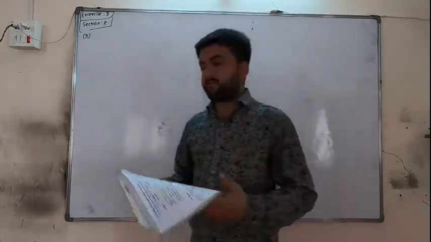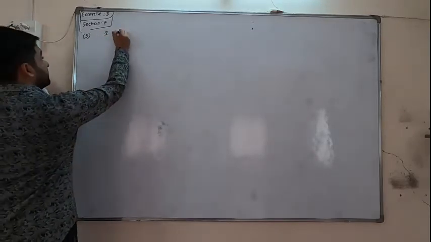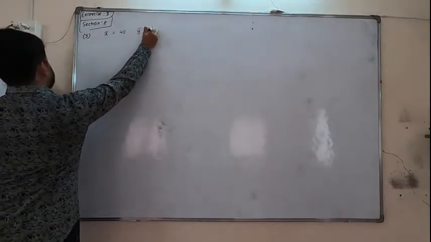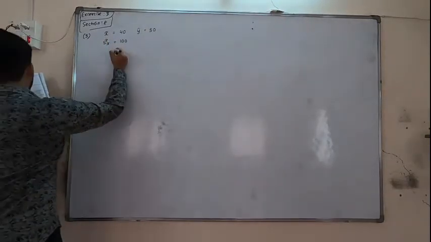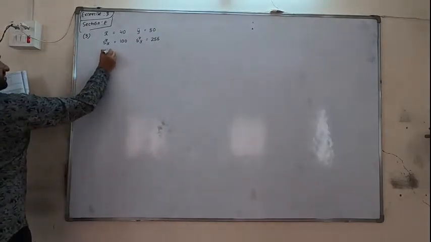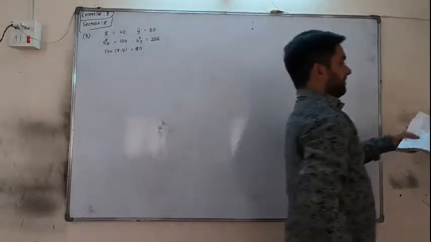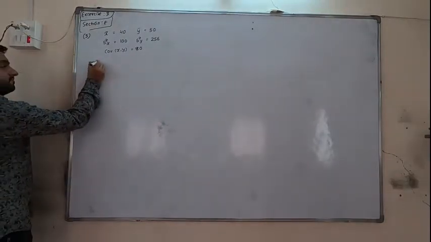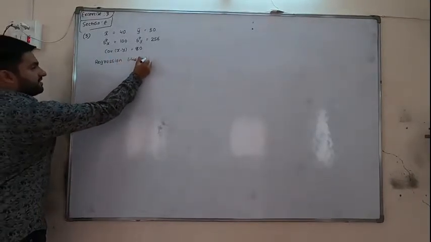Okay, let's write the information. X bar 40, y bar 50, s square x variance 100, s square y 256, covariance xy 80. Now regression line y on x.